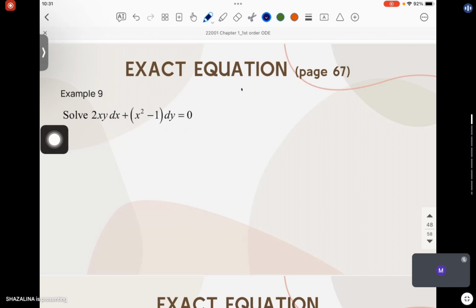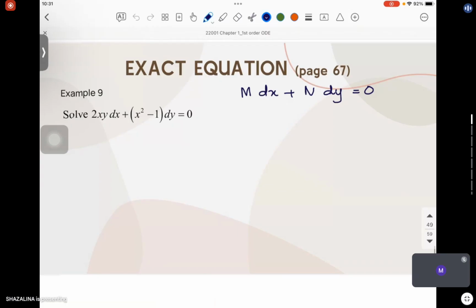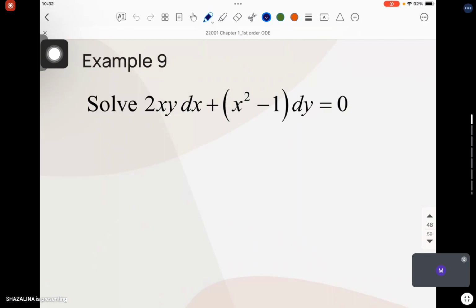Okay, so kita try. General form dia apa? General form is M dx plus N dy equals to 0. So we try to test for the exactness. Okay, kalau nampak bentuk macam ni, try dulu. Try to test for the exactness. If the equation is not exact, proceed with the other two, separable or linear equation. Okay, step number 1.